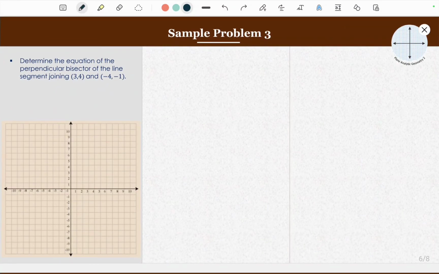So for problem 3, determine the equation of the perpendicular bisector of the line segment joining point 3, 4, and point -4, -1. For this problem, let us first determine the slope of the line segment joining the 2 points. After that, let's determine the midpoint. After that, let us determine the equation of the perpendicular bisector.